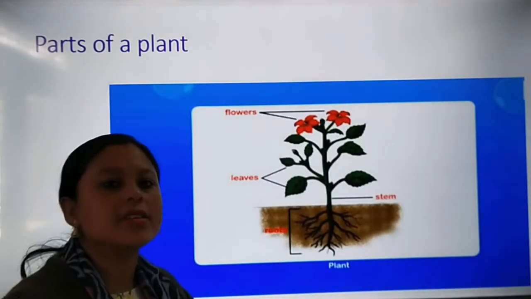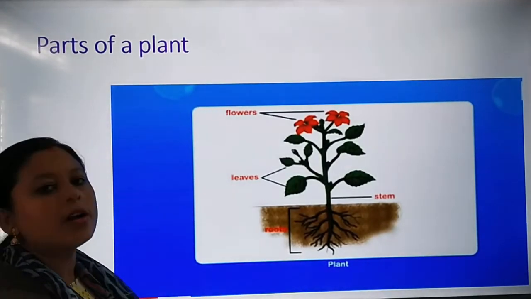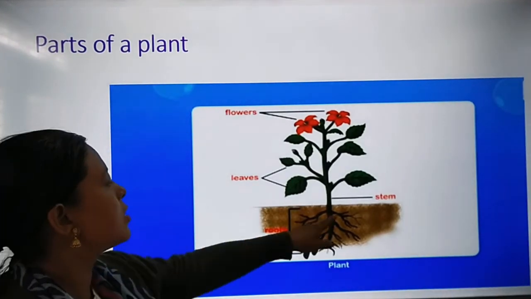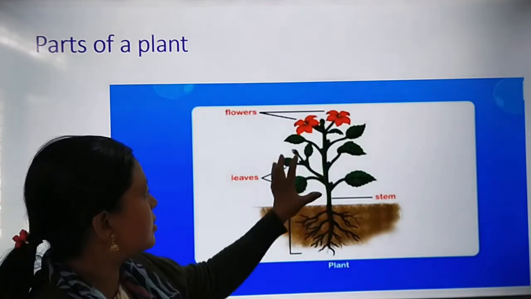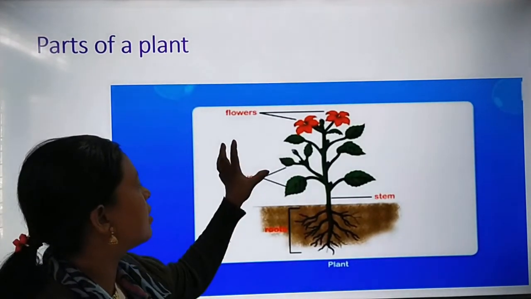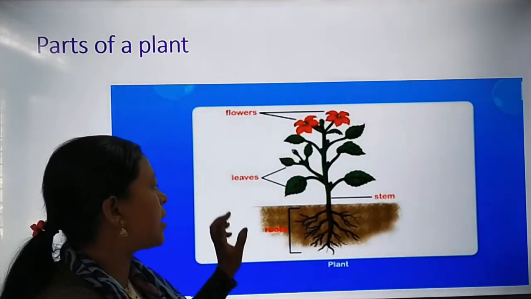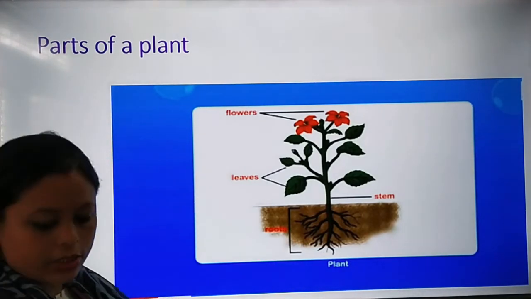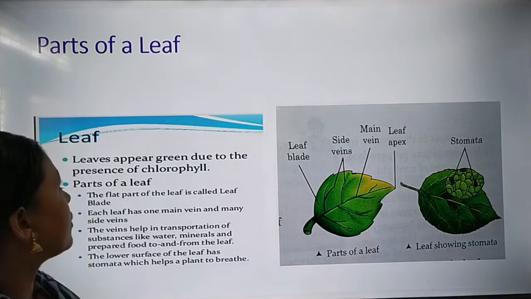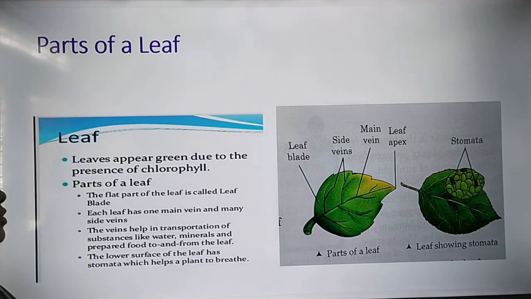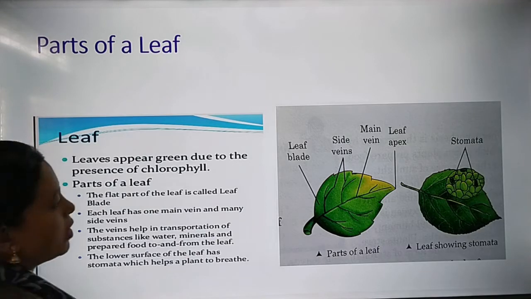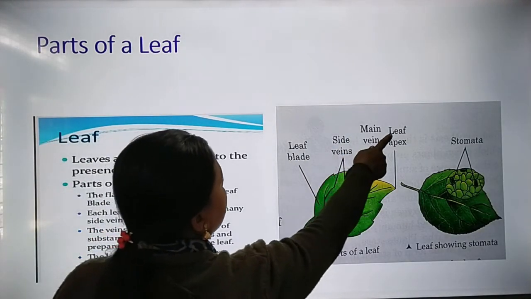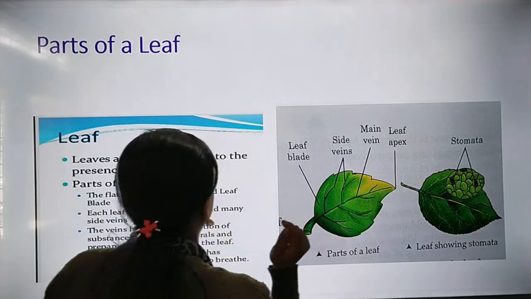First of all, let us study about the parts of a plant. Flowers, leaves, roots, stem. This is a picture of a plant and these are the main parts of the plant. So let us study each of them. First of all, parts of a leaf: leaf blade, side veins, main vein, leaf apex and stomata.